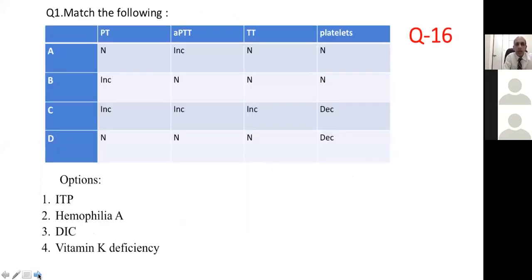I'll skip this one because it's similar to the previous one. We'll go on to the next question. Match the following. So please go through this.